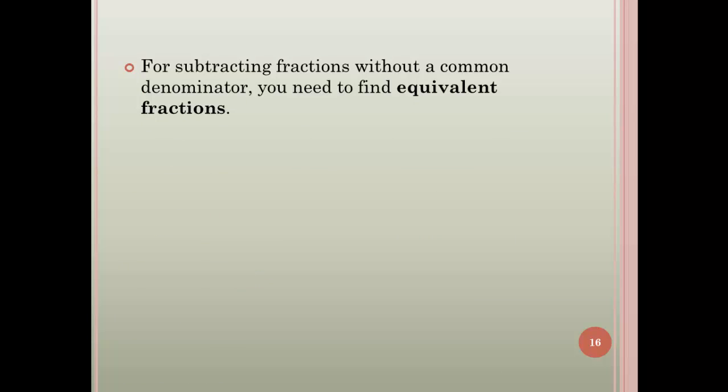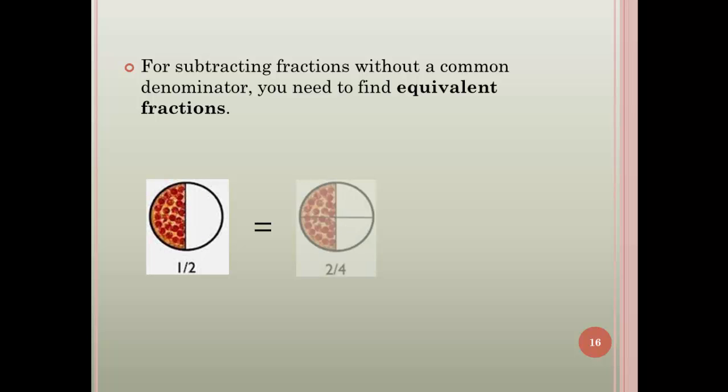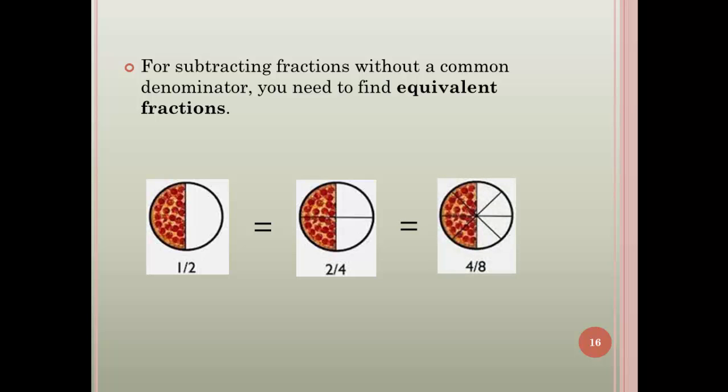Now for subtracting fractions without a common denominator, you need to find equivalent fractions. So here we have 1/2, which is the same as 2/4. So you see in the first picture it's just cut in half, but you can tell it's the same amount of pizza even though the second picture is cut into 4 equal quadrants. Now both of those are also equal to this, 4/8. Same amount of pizza, just more slices, more pieces.